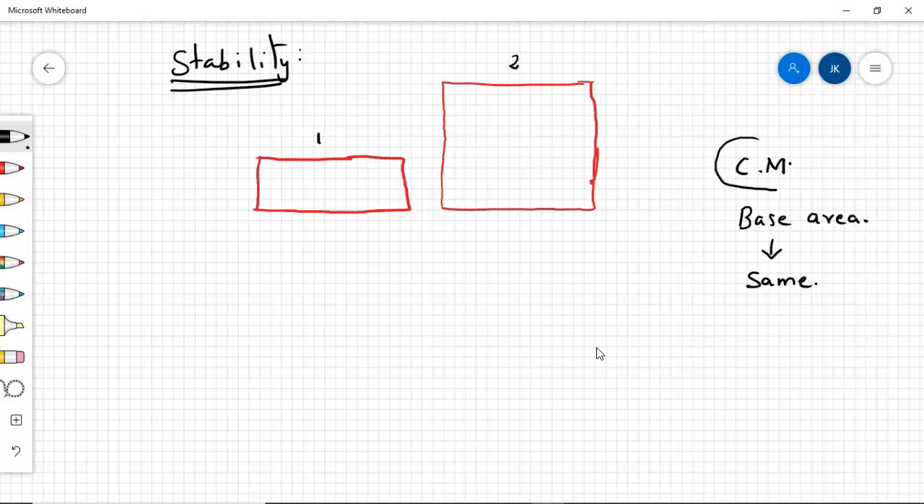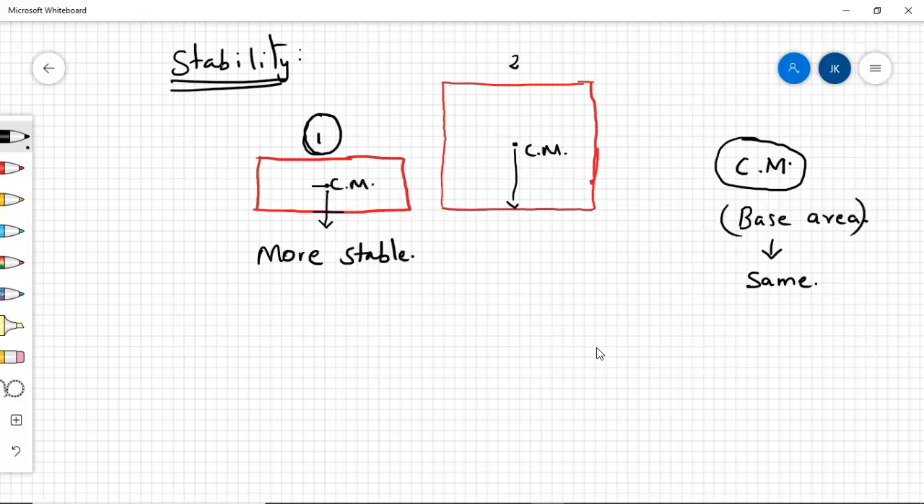So let's think about the center of mass. Find the center of mass here. Assume here the center of mass is closer to the base, and here the center of mass is more away from the base. Here is the center of mass. So the rectangle number one is more stable, because even though the base area is the same, the center of mass is closer to the base. So this kind of object will have more stability.